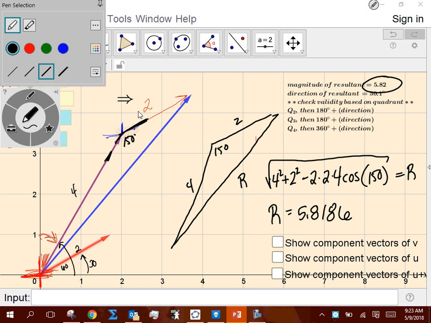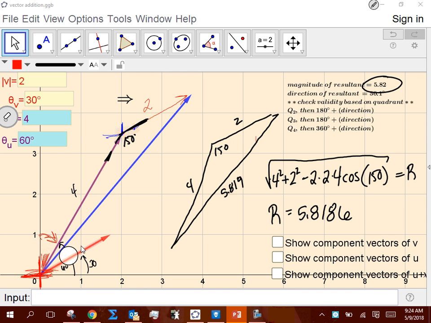Now if I want to find the direction, it's a little bit messier. I now know that this R right here is 5.819. If I want to find the direction of my resultant, which down here would be just that angle right there, correct? That's the direction I'm looking for. I already know that that angle is 60 degrees, don't I? What could I do if I was able to find this angle right here in my triangle, which is actually this angle over here? If I were able to find that, what would I do with that in regards to 60 to come up with the direction of my vector?